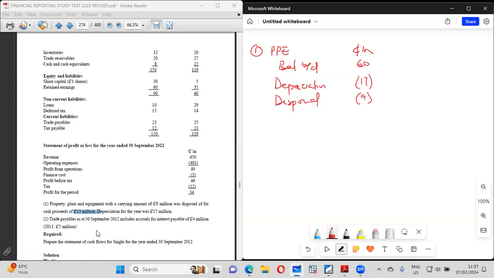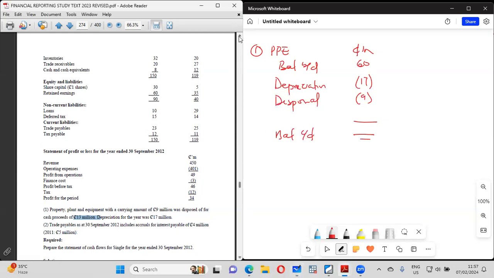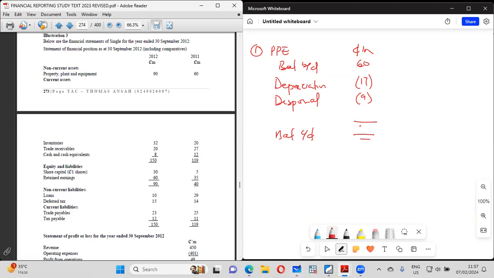This should give us our balance carried down. Our balance carried down from the balance sheet is 90. You do realize that I have exhausted these two figures; I've used them in the workings. So if I add everything up, I have 60 minus 9, 17 minus 9, which is 34.